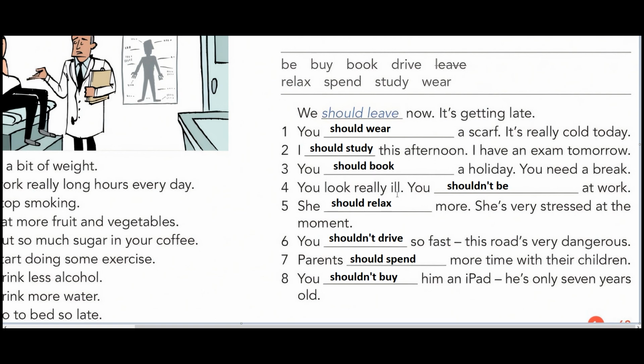You look really ill. You shouldn't be at work. She should relax more. She's very stressed at the moment. You shouldn't drive so fast. This road's very dangerous. Parents should spend more time with their children. You shouldn't buy him an iPad. He's only 7 years old. Okay, that's all. Now, let's move on.